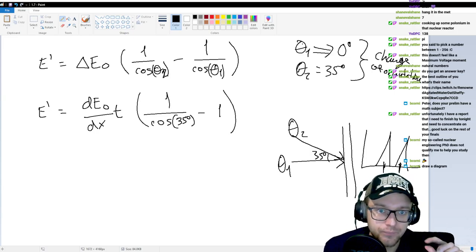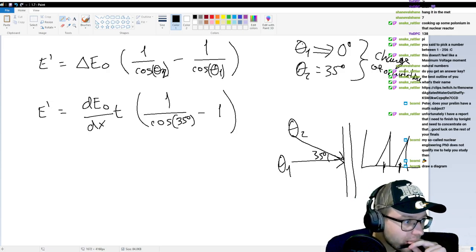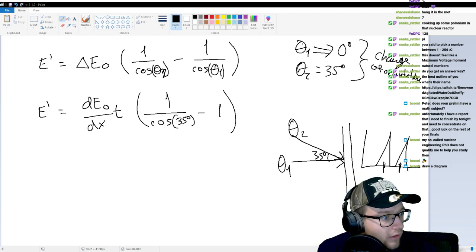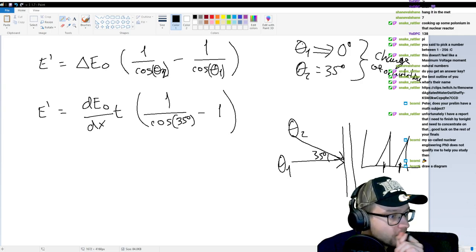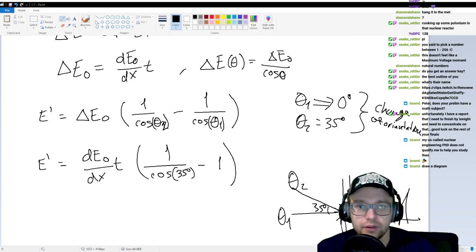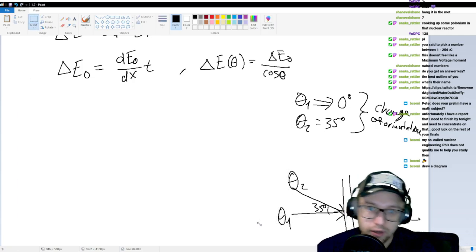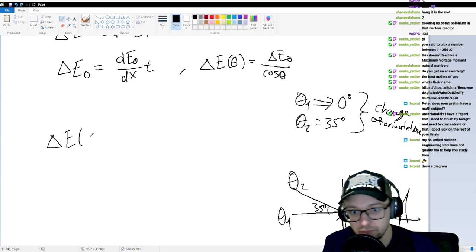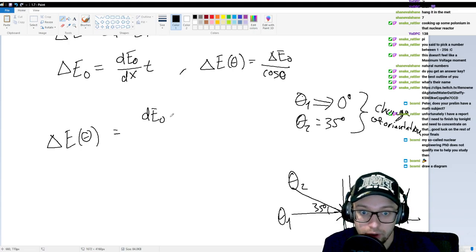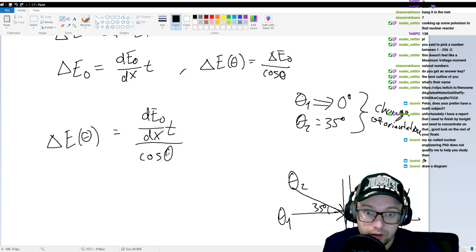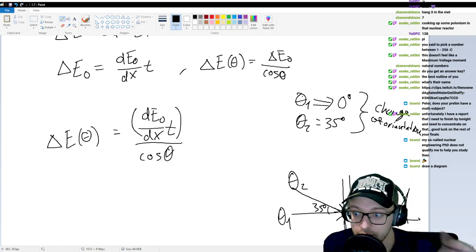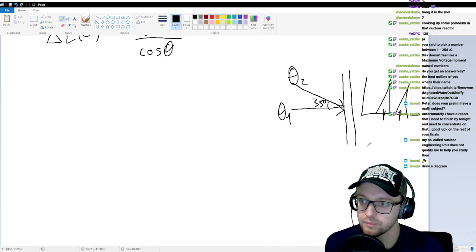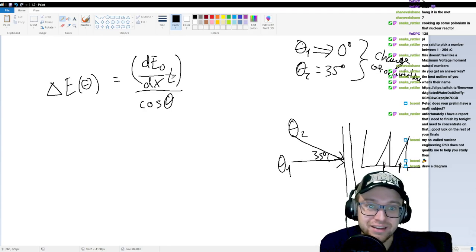Let me just make sure I wrote down the equations correctly. From equation, what was it, 1123? Oh, this is for pulse height. Excuse me, I don't want this. I don't want that. What I want, instead, is to say that delta E theta equals dE0 dx T over cosine theta. That's what I want. That is what I'm working with here. And I realize this diagram is right behind my head in chat, so we'll deal with that. But this T is going to be useful for us.